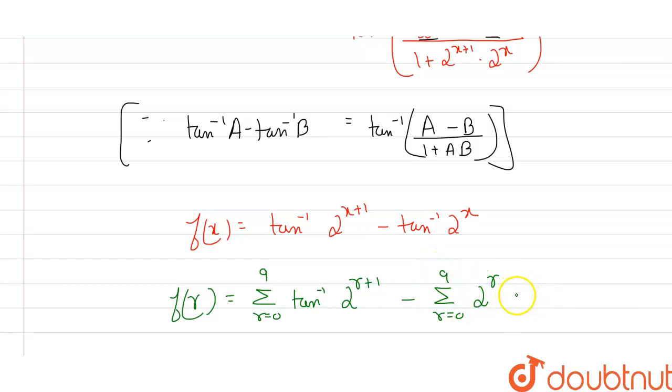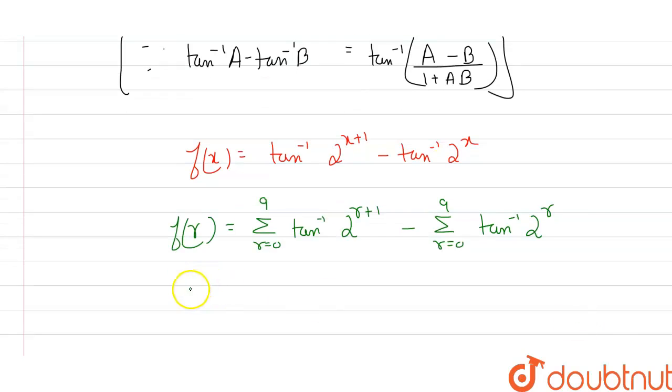Sorry, there should be tan inverse also before that, so let me correct it here. This will be tan inverse of 2 to the power of r. Now we have to find this value. Okay, now look carefully here, guys. This series will become what?